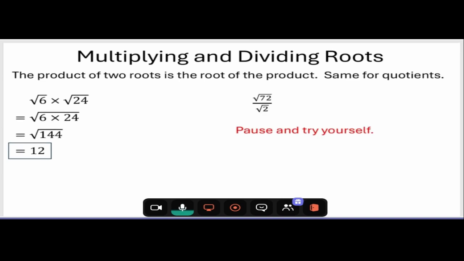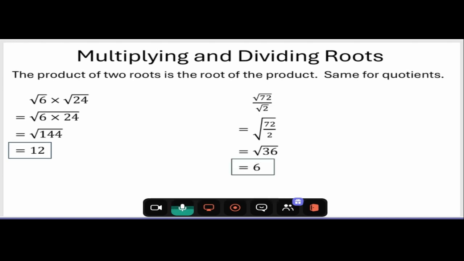Give this one a try. I'll give you a minute. Okay, so the square root of 72 divided by the square root of 2. I have just told you that we can rewrite that as the square root of 72 over 2. What is 72 divided by 2? It is 36. Is that a nice perfect square? So can we actually evaluate it as a nice number? Yes, we can. The square root of 36 is exactly 6, because 6 times 6 is 36.